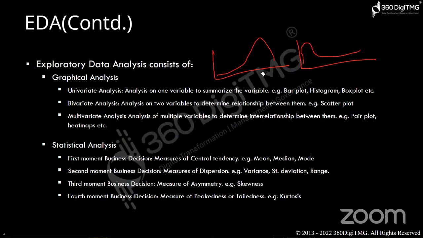So many data mining modules require data to be normally distributed. So for them, we need to again find out if the data is normally distributed or not. And if it is not, we need to somehow transform the data into normally distributed data.